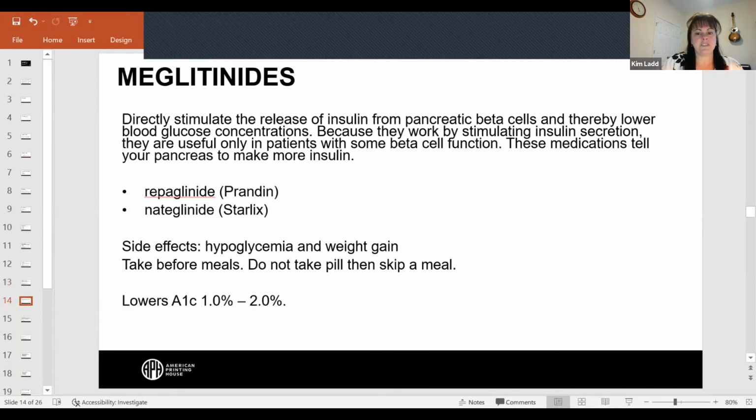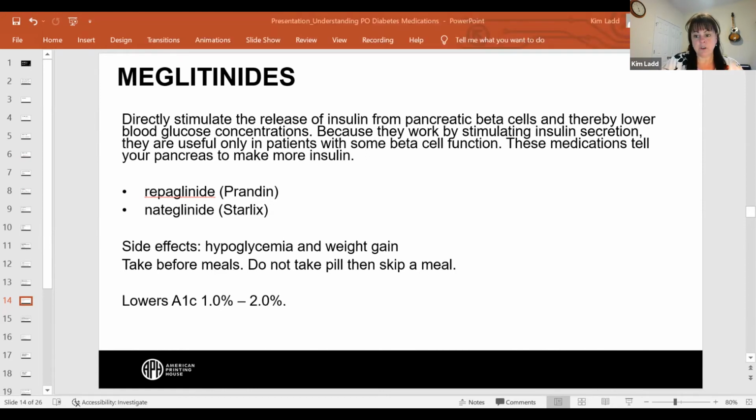The next classification of medications is meglitinides. These directly stimulate the release of insulin from your pancreas cells, and this lowers your blood sugar levels in your body. Because they work by stimulating the secretion of insulin, they are only useful in patients with some beta cell function because they tell your pancreas to make more insulin.